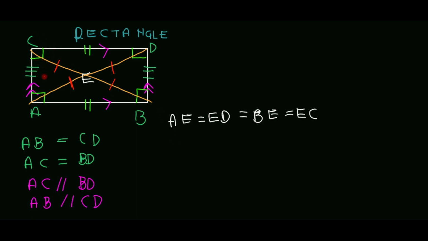So as for the rectangle, we have something different. Diagonals do not bisect the corner angles. So you can't say this angle equals this angle. This is not true. This is only true for the square. So these are the properties of the rectangle.